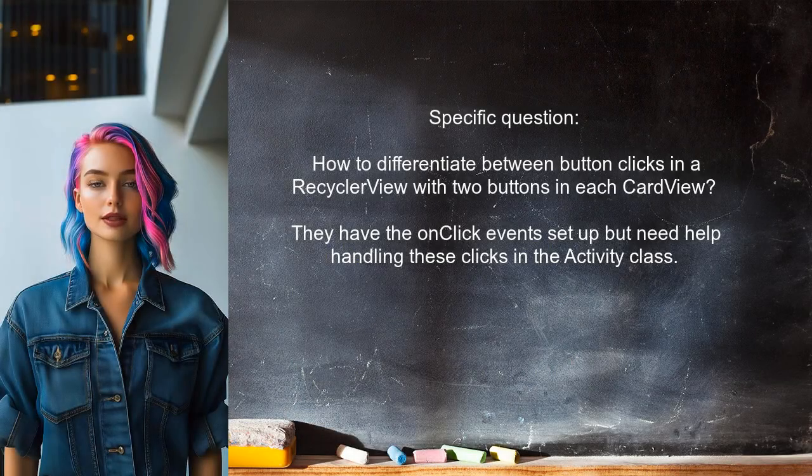Here's the specific question we're addressing. One user asked how to differentiate between button clicks in a recycler view that contains two buttons in each card view. They have the on-click events set up, but need help handling these clicks in the activity class.